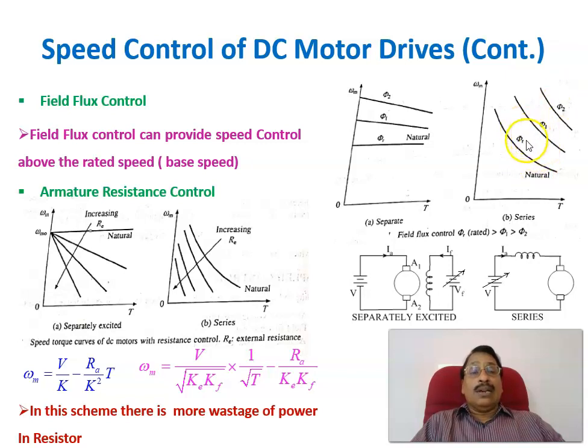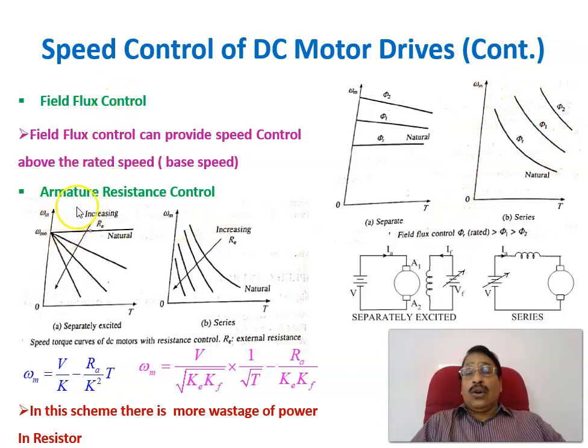Similarly, for a series motor also, this is corresponding to the rated flux. Corresponding to rated flux, this is the characteristic, omega m versus torque for a series motor. Now, if you reduce the flux like phi1, which is less than phi, and again phi2, which is less than phi1, you can see the speed is going above the base speed. For the speed control above the base speed, you can use field flux control. This is the speed torque characteristics for a separately excited motor and shunt motors, and this is for a series motor.